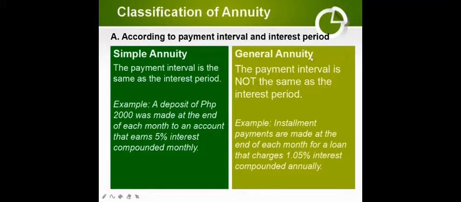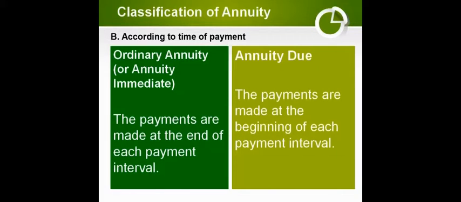Okay, for the general annuity, the payment interval is not the same as the interest period. Example, installment payments are made at the end of each month for a loan that charges 1.05% interest compounded annually.